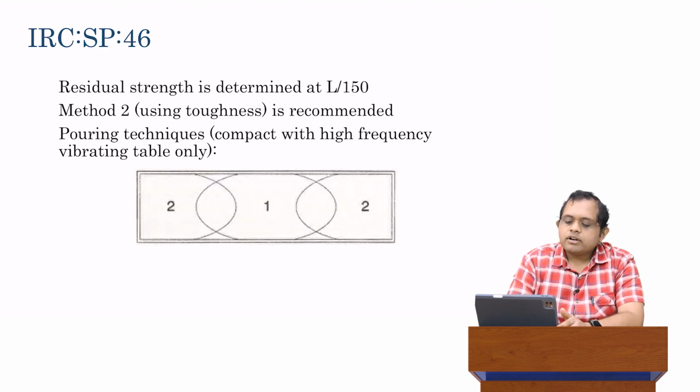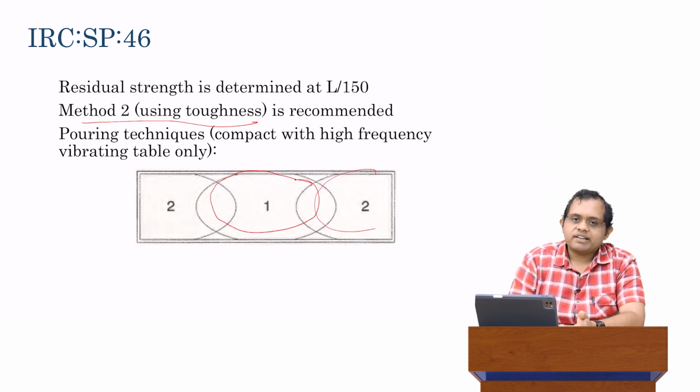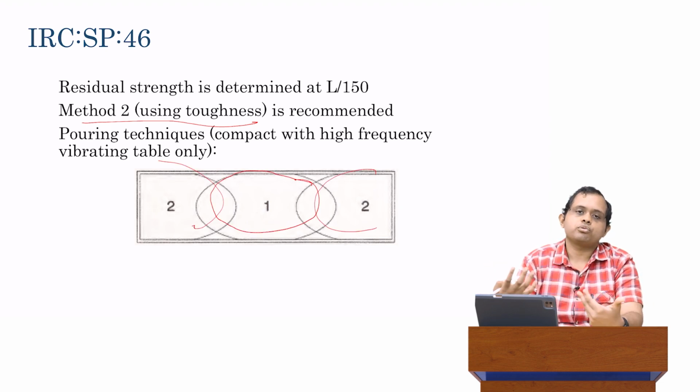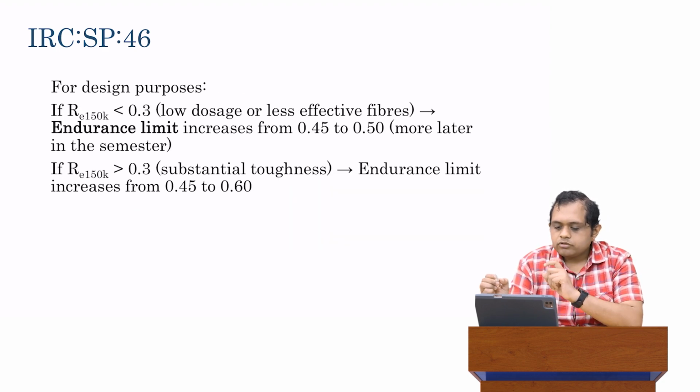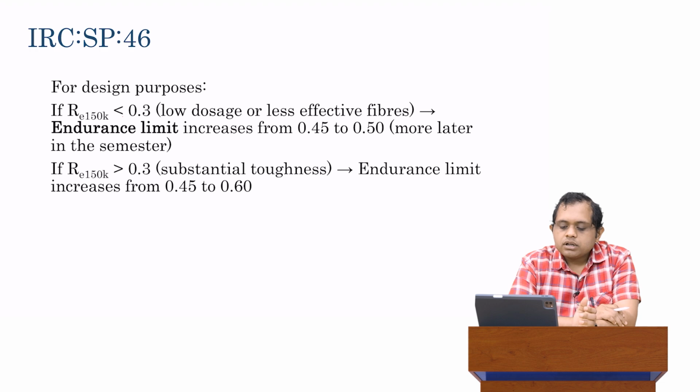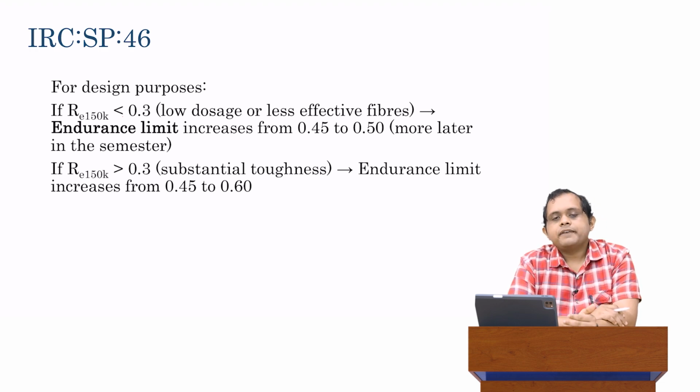The residual strength recommended is calculated using the toughness method. So that area under the curve method I talked about, method 2, it's calculated using that method. And when you're pouring it for conducting the test, it is recommended to pour as follows: pour in the middle and then pour on the sides. This is to make sure that you have a uniform distribution of the fibers. And the most important thing which I wanted to get to here, for design purposes, is that you test the material, you calculate F150, you calculate R150.